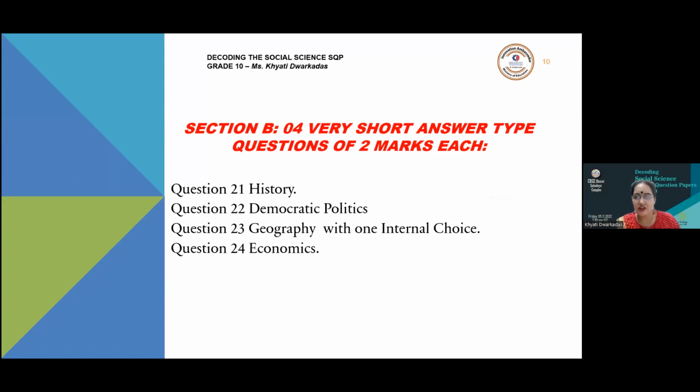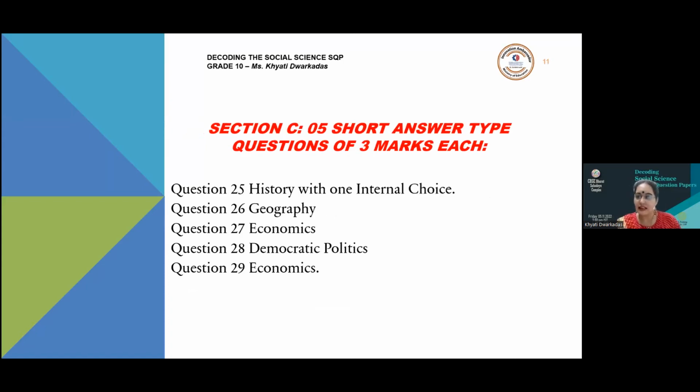Section B, the very short answer questions of 2 marks, has 4 questions, 1 from history, 1 from democratic politics, 1 from geography, with an internal choice, and 1 from economics. Section C has 5 short answer type questions of 3 marks each. In this case, there is 1 question of history with an internal choice. There's 1 question of geography, 2 questions of economics, and 1 question of democratic politics.